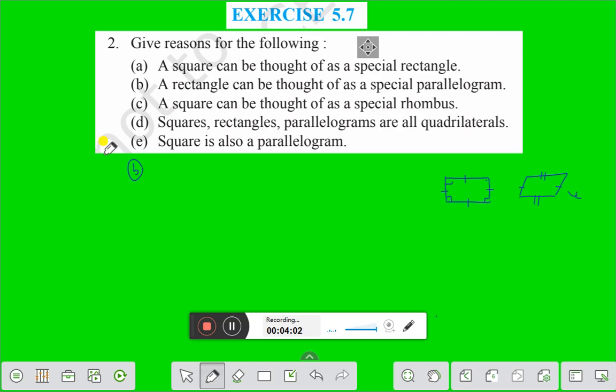That means if all the angles of a parallelogram become 90 degree, then it is a rectangle.